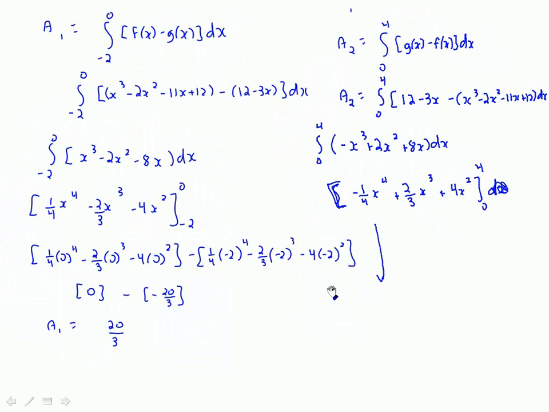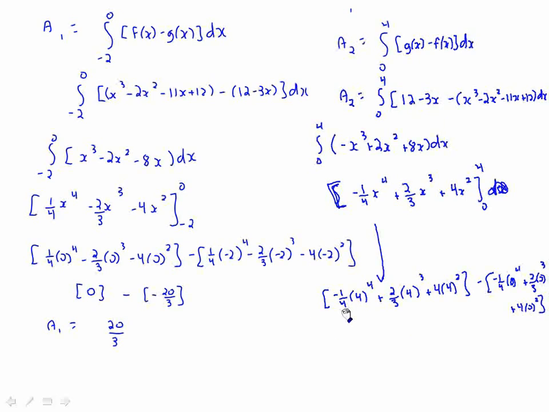So we now substitute in the 4: negative 1/4 times 4 to the 4, plus 2/3 times 4 to the 3, plus 4 times 4 squared, minus the whole thing, negative 1/4. This will be a little tight. I didn't give myself enough space. But you see where this one's going. Plus 2/3 times 0 cubed, plus 4 times 0 squared. So that will be equal to 0.